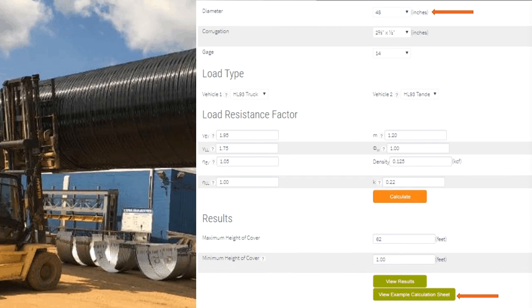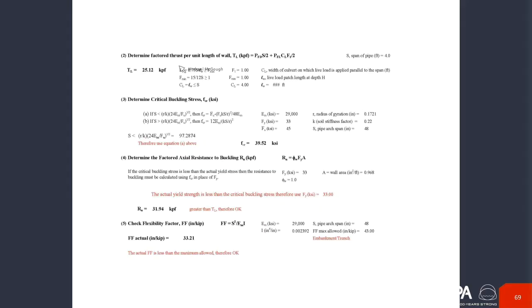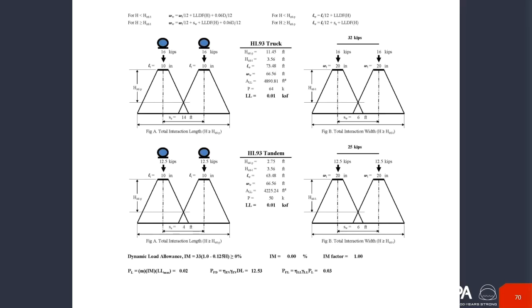And then the last button is you can actually view an example. So this is a 48-inch 2 2/3 by 1/2 14 gauge pipe. If you view the example, it will walk you through all the checks. It'll show you the pipe. It'll walk you through developing the pressures, live load and dead load. It will do the thrust calculations, the critical buckling check, factored axial resistance, and check the flexibility factor all for you. And then you can print this out and look through it.